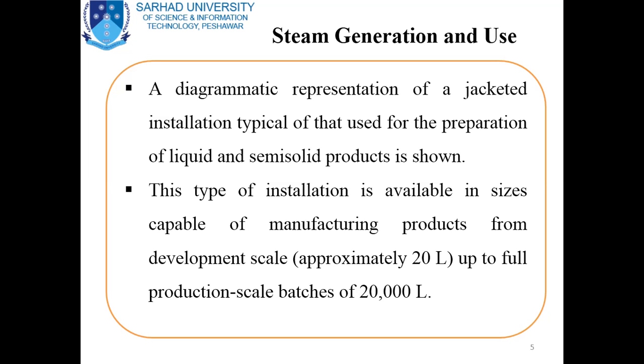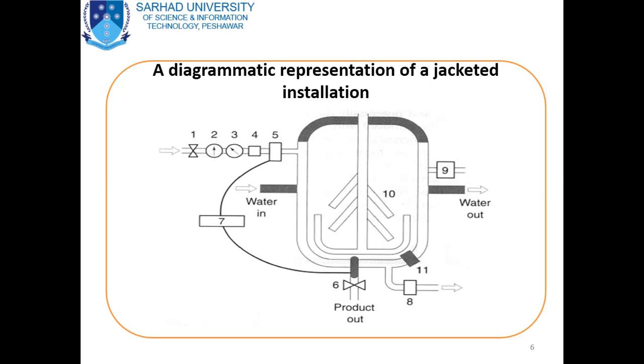In today's lecture we will discuss a diagrammatic representation of a jacketed installation, typical of that used for the preparation of liquid and semi-solid products, as shown in the diagram. You can see on the screen the different parts, starting from 1 up to 11.